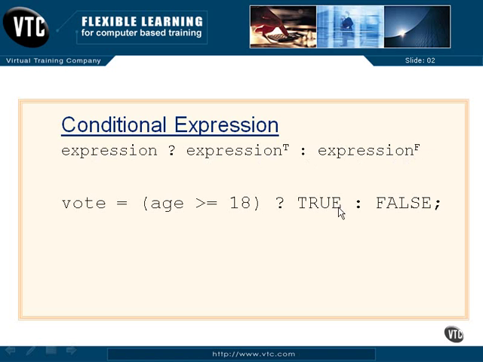So here's an example down here. Here's our assignment that we're going to do. This is not really part of the conditional expression, vote equals. That's just an assignment when we're done. Here's our little test, the expression, age is greater than or equal to 18. So we're checking this person's age, and our voting laws here, you have to be 18 or over to vote. So we're looking to see if our age is greater than or equal to 18.